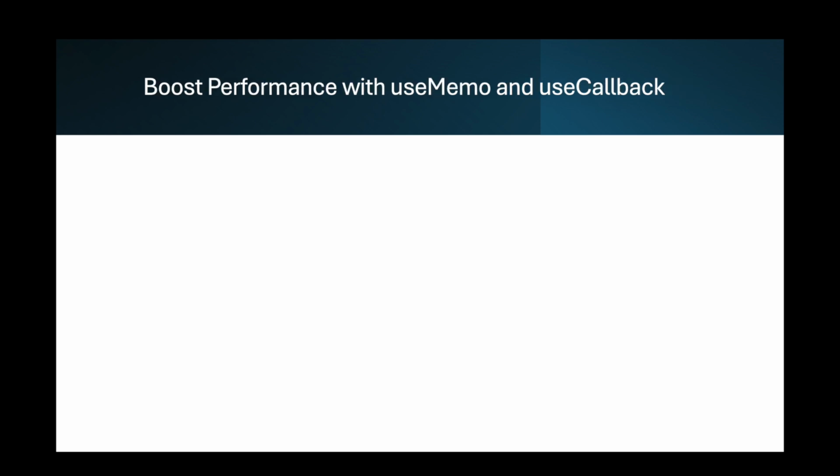Boost performance with useMemo and useCallback. Optimizing performance is essential in large React applications. Use useMemo to memoize expensive calculations, and use useCallback to prevent unnecessary re-renders by caching function references. These hooks help you avoid performance bottlenecks in your application.